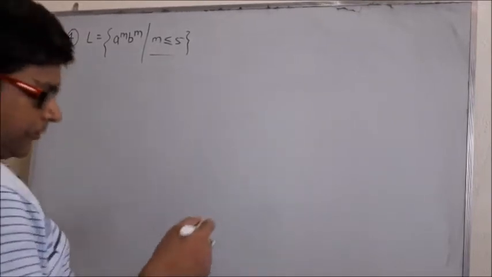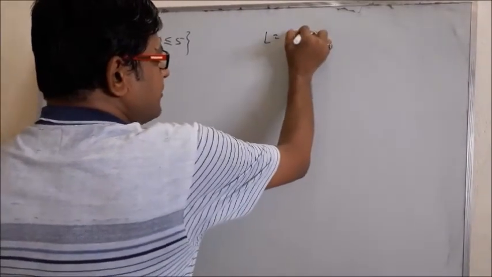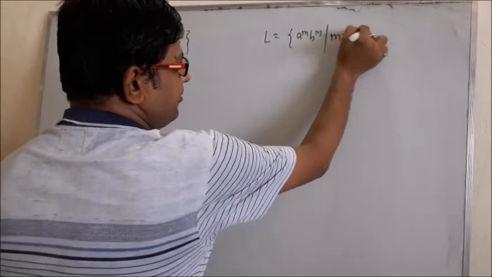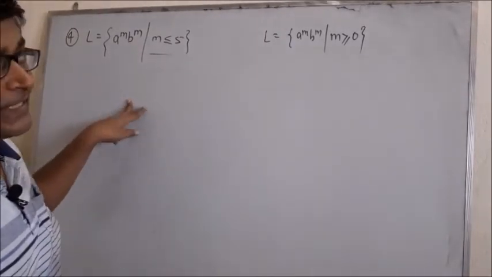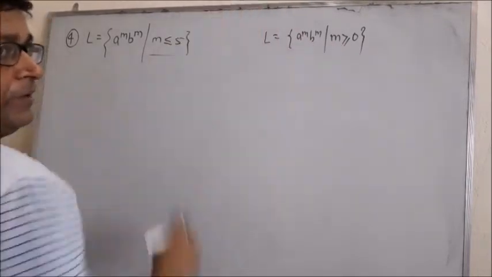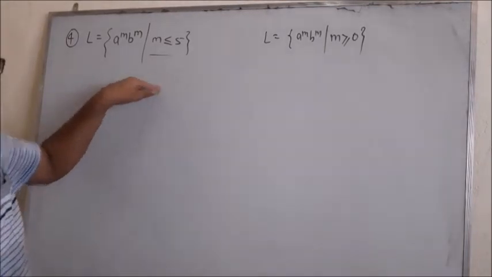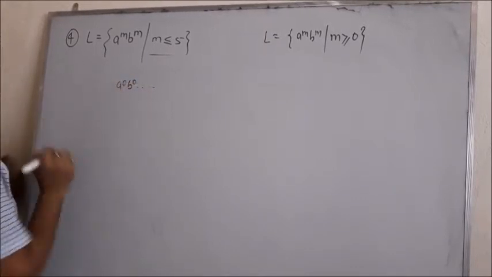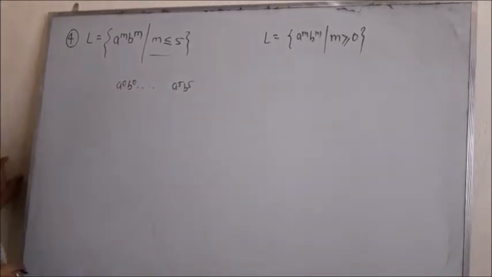Now it is very much similar to this language, that is L is equal to A raised to power M, B raised to power M, where M is greater than or equal to 0. Fine. So what is the basic difference between these two languages? This is an infinite language, right? Why? Because it is starting from 0 and it is not going to end. So this is your infinite language. But here, this is your finite language. Why? Because it will start from A0, B0, and after some instances, it will end up with A5, B5. Right? I am giving you an example.